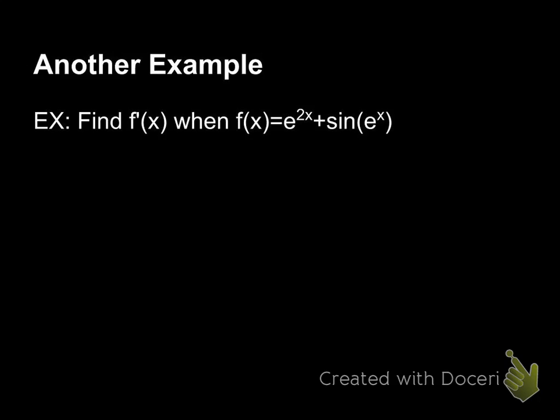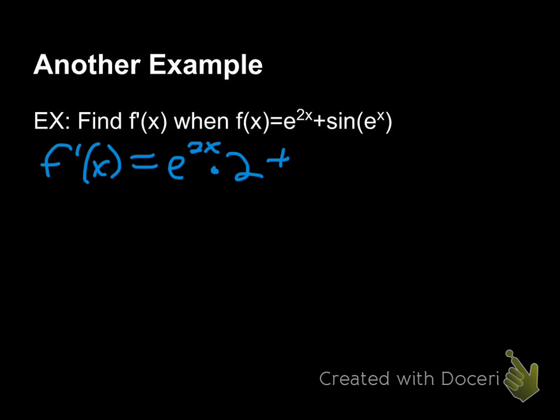Following, f of x equals e to the 2x plus sine of e to the x. Alright, here we go. F prime of x. Derivative of e to the 2x first. Well, I know that that is e to the 2x times 2. Derivative of 2x is 2. Plus the derivative of sine of e to the x.